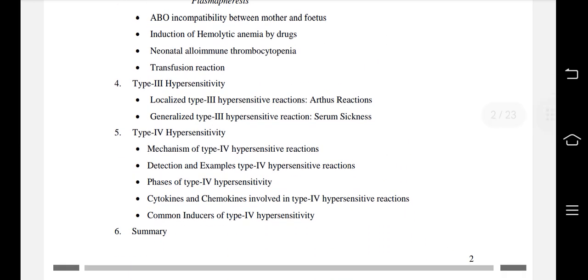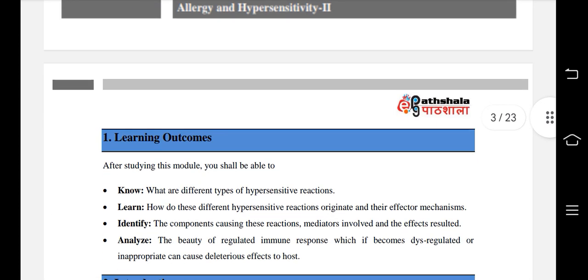type 3 hypersensitivity, localized type 3 hypersensitive reactions, Arthus reactions, generalized type 3 hypersensitive reactions, serum sickness, then type 4 hypersensitivity, mechanism of type 4 hypersensitive reactions, detection and examples, type 4 hypersensitive reactions, and phases of type 4 hypersensitivity, along with cytokines and chemokines involved in type 4 hypersensitive reactions, common inducers of type 4 hypersensitivity, and we will be having a quick summary of all these topics.